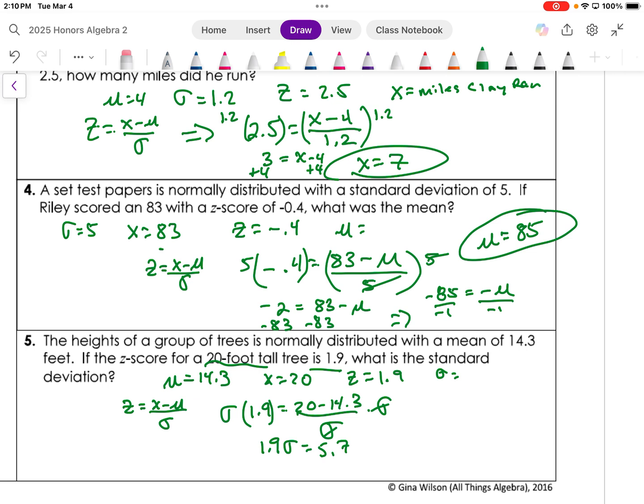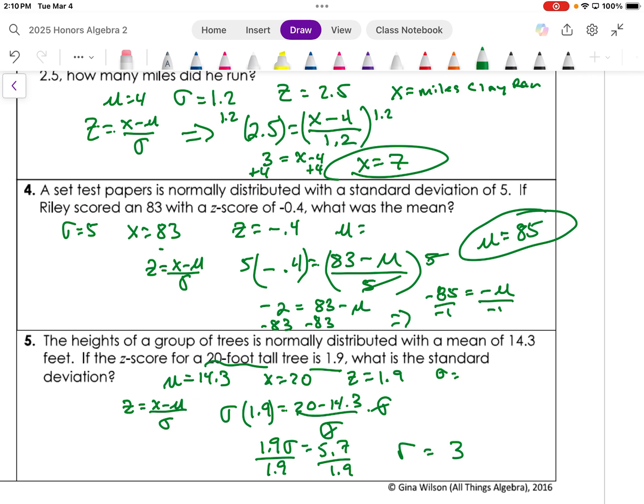So again, if you're okay with borrowing and keeping track of your decimal place value, it's fine in your head. Otherwise, please put it in the calculator. I hate for you to miss something for that silly little mistake, forgetting to borrow and bring it over. So now, when I divide both sides by 1.9, I find out that the standard deviation is 3. 5.7 divided by 1.9 is 3.